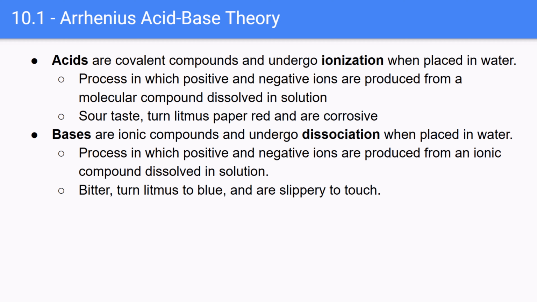Some properties of acids are a sour taste, things like sour gummy worms, lemons, limes, citrus fruits, those types of things, because they contain citric acid. The sweets that have the coating on the outside, that can be citric acid or malic acid. They have a sour taste associated with it. If you've ever used litmus paper before, it turns litmus paper red, and acids can be quite corrosive. They can be quite dangerous.